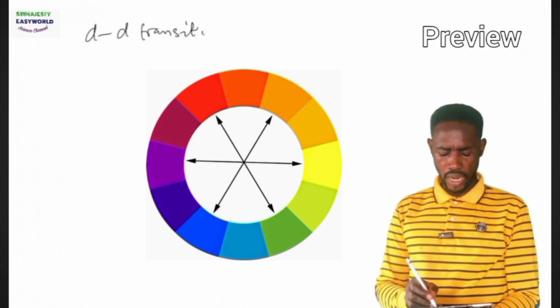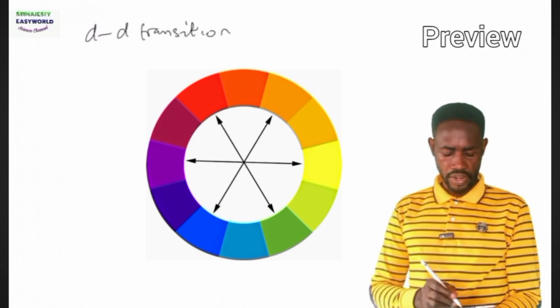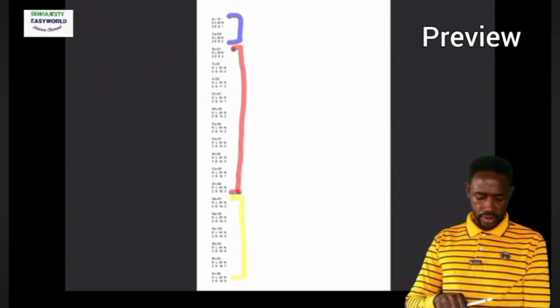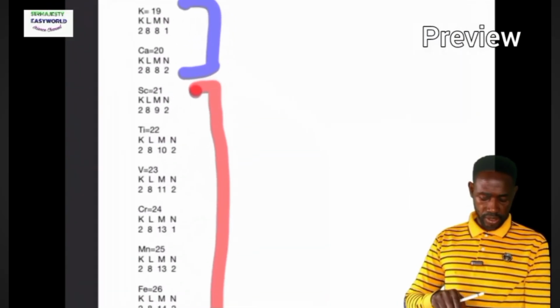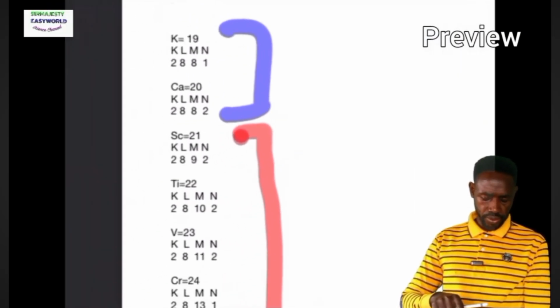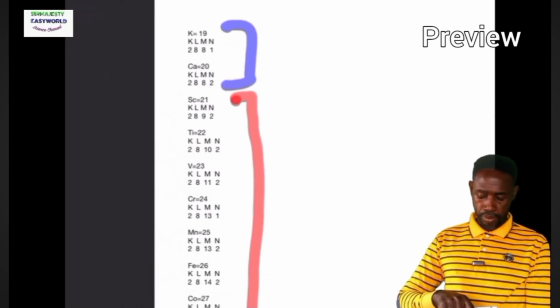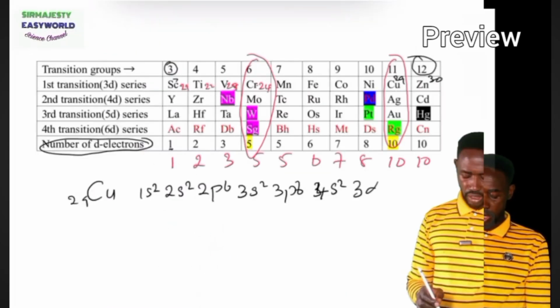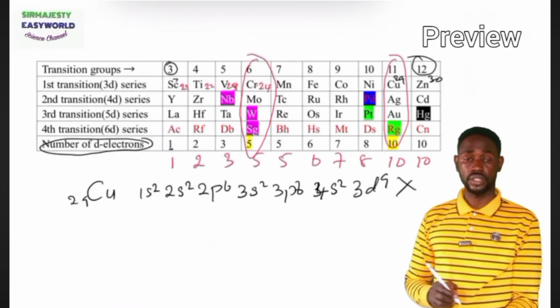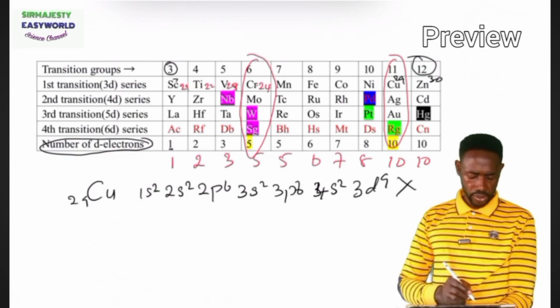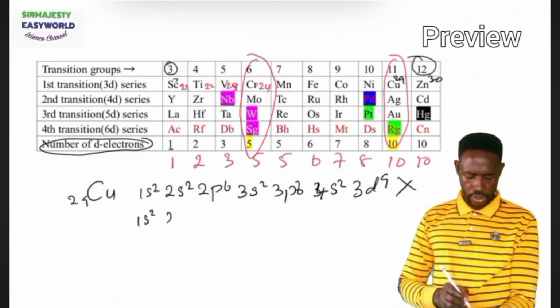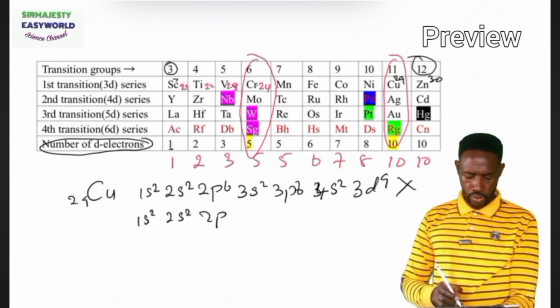Whereby D in the lower level goes to what? Higher level. Remember that, as you can see there on the screen, this is the configuration showing you the S block, the P block, and the D block. 3d9. This is incorrect. So the correct thing should be what? 1s2, 2s2, 2p6, 3s2.